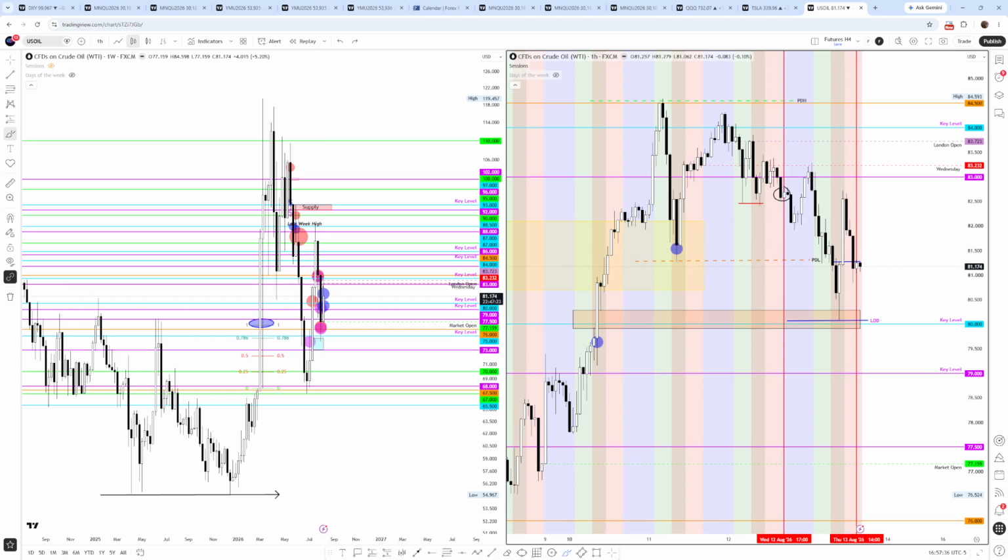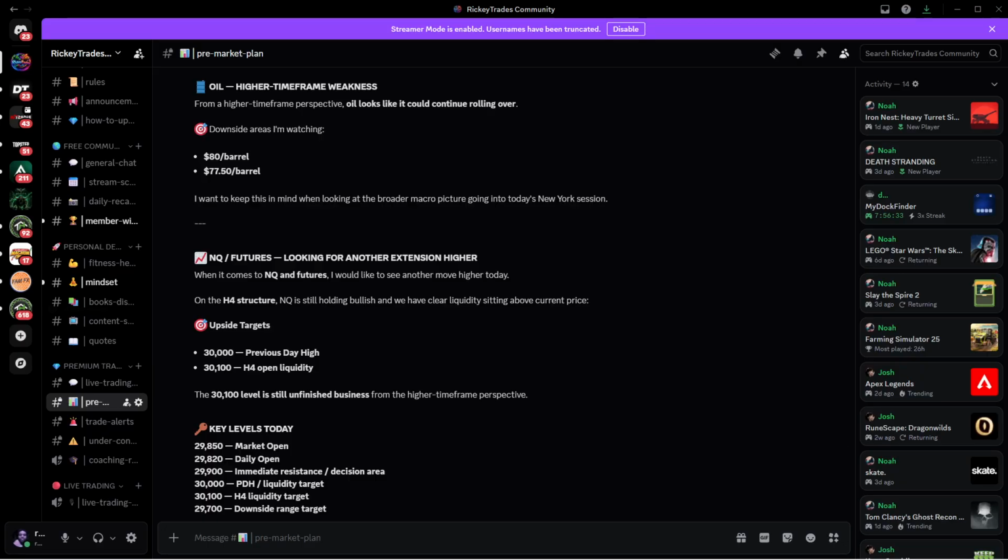And then when you go to NQ futures, what I put here was we had upside targets of 30,000 and 30,100 if we were to really explode. Now, I'll explain the positions that we actually took. The market is going to open, so you might see some price move here in just a second. But when it comes to NQ futures, I like to see another move higher today on the NQ H4 structure. NQ is still holding bullish structure, and we have clear liquidity sitting above current price. Upside targets, like I said, are the 30,000 whole level and 30,100.